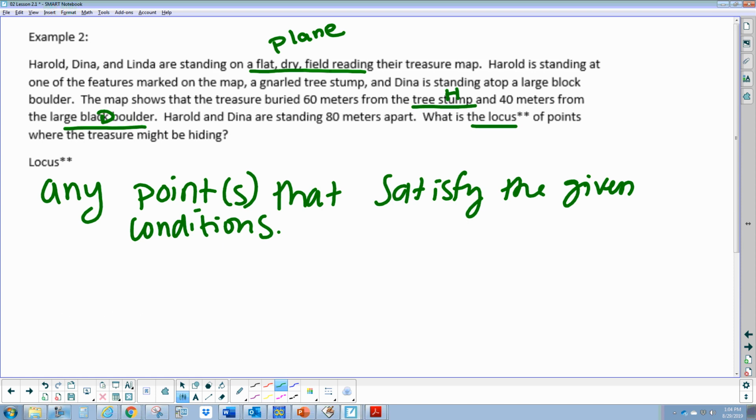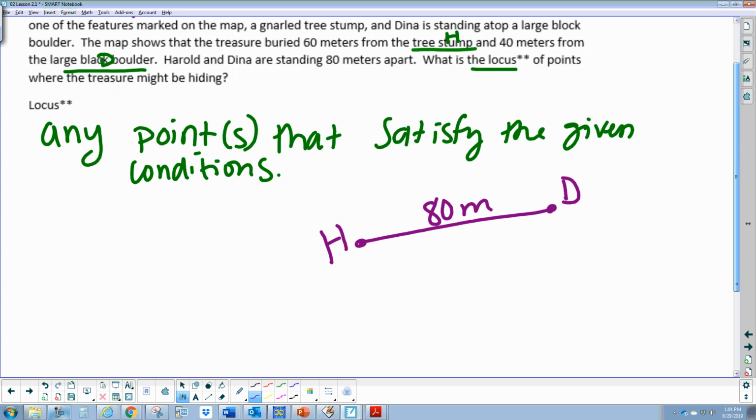Okay, so I'm going to start just by sketching. We don't really care where Linda is. She's not really in the story. So we're just going to ignore her. It says that Harold and Dinah are standing 80 meters apart. Okay, let's start there. Then it says that the treasure is buried 60 meters from Harold and 40 meters from Dinah.